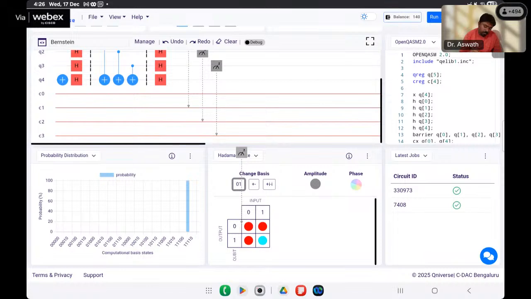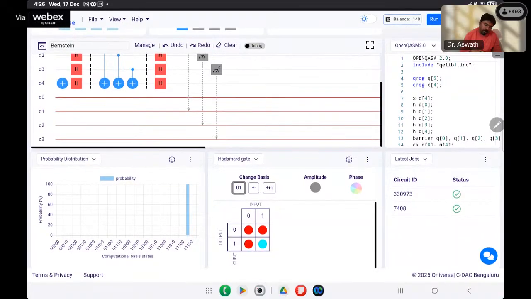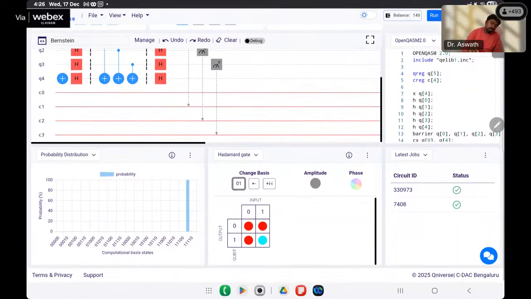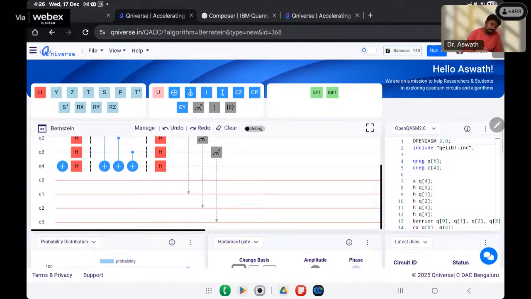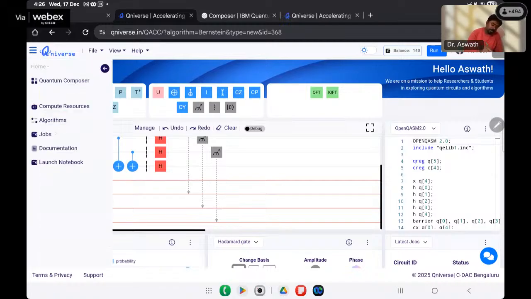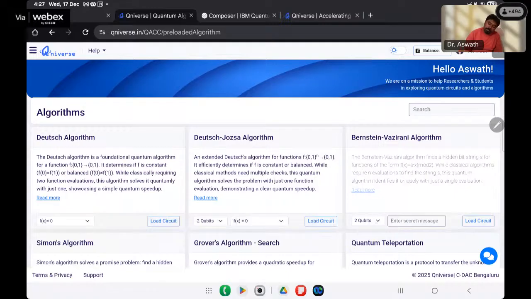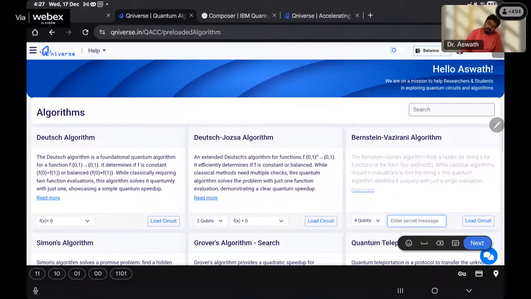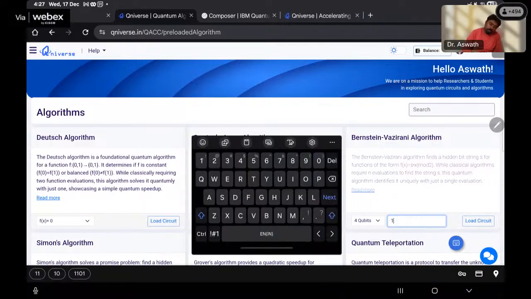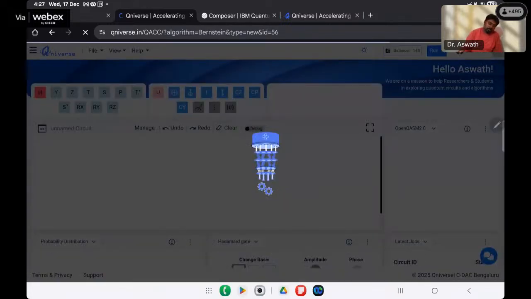Well, we need to pick. See, 1, 2, 3, 4, 5, 6, accordingly. So this is the one, 1101. Okay. So let me take all ones. I think that would be easier. Understand? Algorithm. Okay, 4 qubits, all ones, 1111. Four ones, load the circuit.